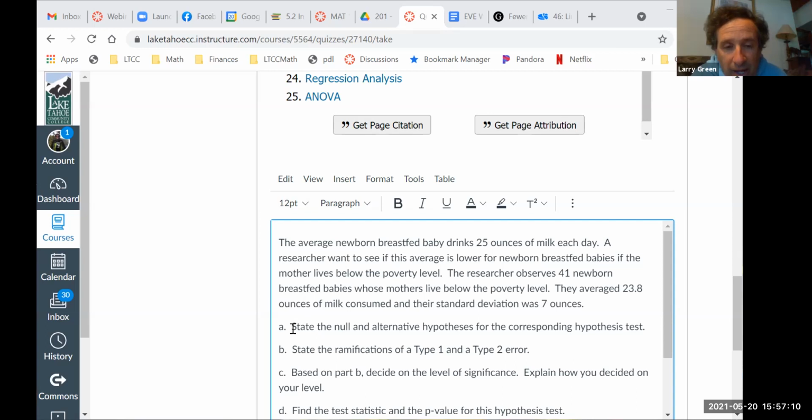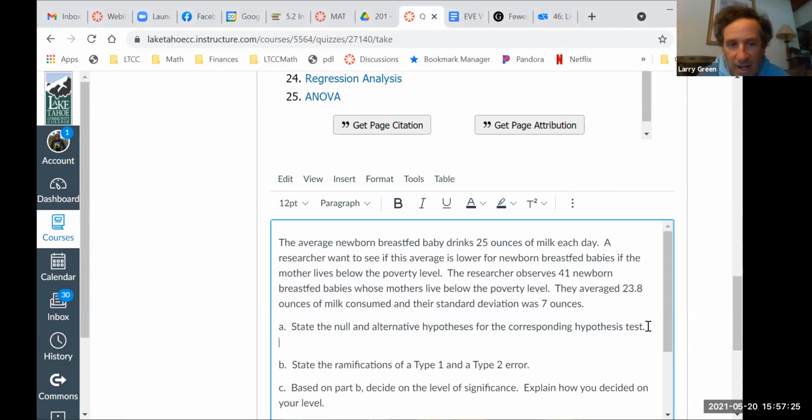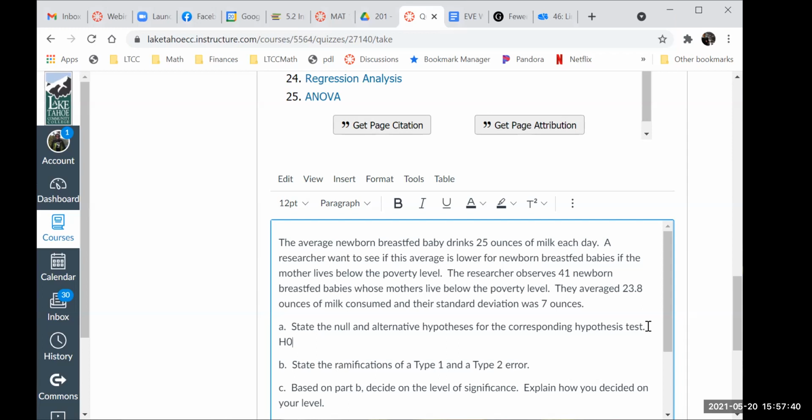So part A is state the null and alternative hypotheses for the corresponding hypothesis test. When you have the null hypothesis, what are the first few symbols of the null hypothesis? For every null hypothesis that we ever do, how does it start? H null and H1. Yeah, so for the null hypothesis, just H naught.